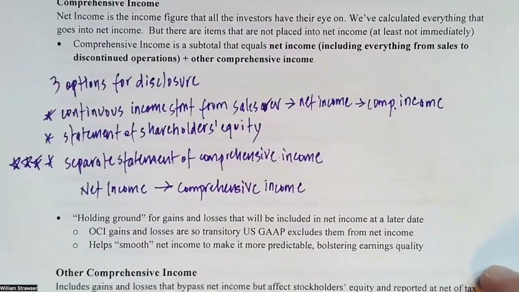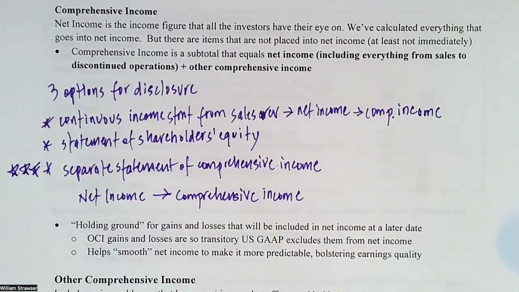Now, comprehensive income, it sounds like it's this extremely important measure because it's comprehensive, right? Certainly, this is giving me a more complete or comprehensive view of the company, but that's really not the case, honestly. That is not how this works. Net income is actually a more informative measure.